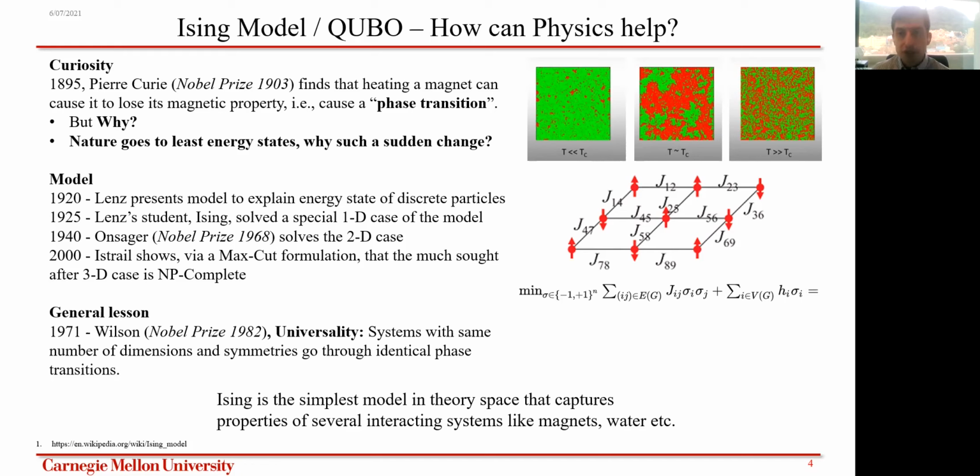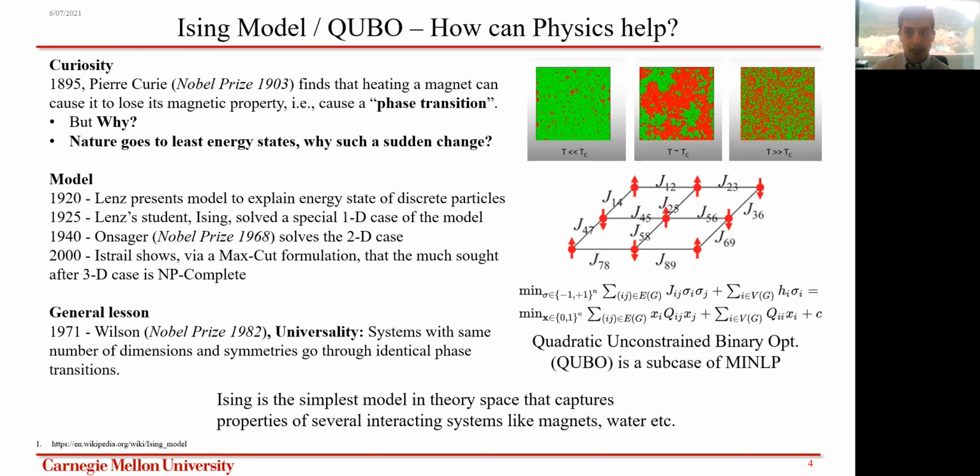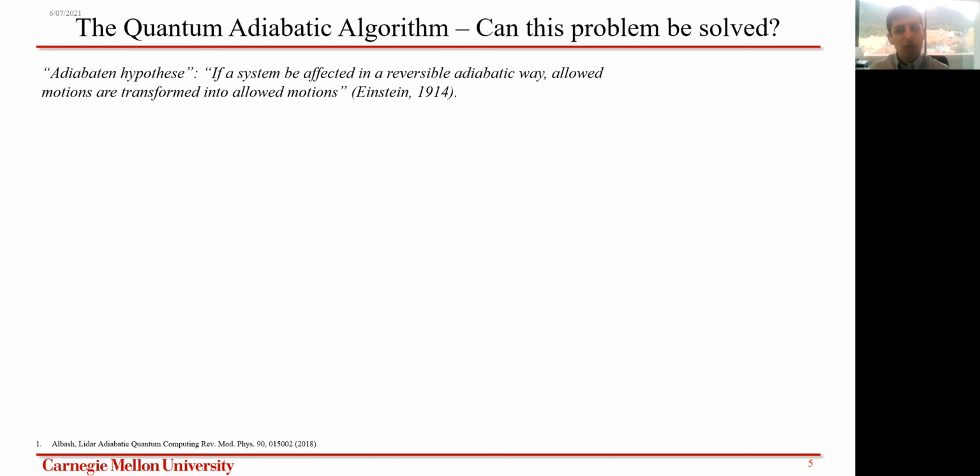Relevant to what we are interested in here, the Ising model can be understood as a subcase of MINLP. In particular, all the nonlinearity is quadratic. There are no constraints, and all the variables are binaries. In the literature, these are known as quadratic unconstrained binary optimization problems, or QUBO, and these are the ones that we are interested in solving. How can we solve them?